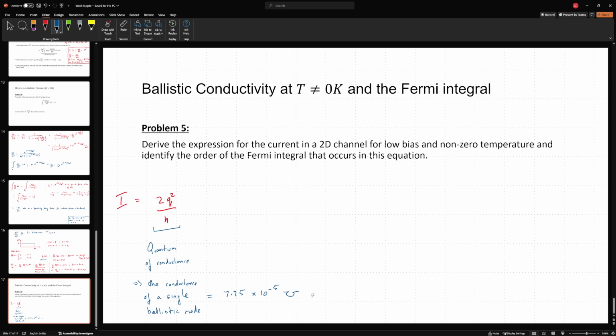This is equivalent to 12.9 kilo-ohm. So a single ballistic mode has this much resistance. Even when there is no collision happening, even when there is full ballistic transport, this is the amount of resistance the channel offers to any electron passing through it. And this resistance is effectively due to the energy that is dissipated at the source-channel interface and the channel-drain interface. This we have spoken about in the previous sessions.